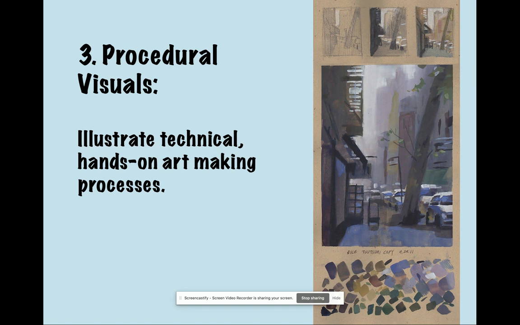They illustrate technical hands-on art making processes, right? So this is where you make visuals that show students how composition works. So for example, in this slide, you can explain how thumbnails lead an artist to making a better composition, or you can show how dabbing and testing paint colors on a surface lets you get a better sense of what they're going to look like in a particular painting.